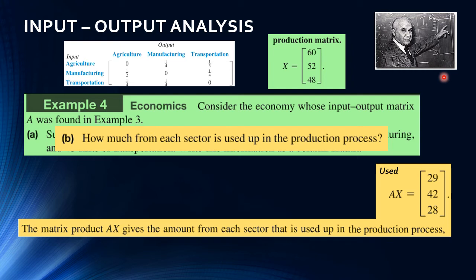And this tells us that of the 60 units of agriculture produced, we have to use 29 of them for this system. Of the 52 units of manufacturing, we've used 42 units. We only have 10 left. And of the 48 units we produced in transportation, we've used 28 of those, meaning we only have 20 left.